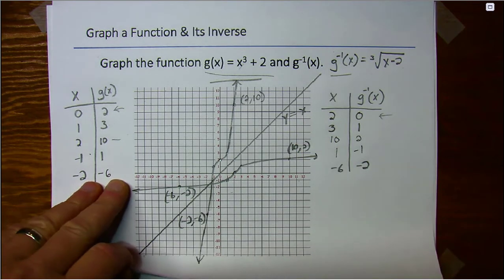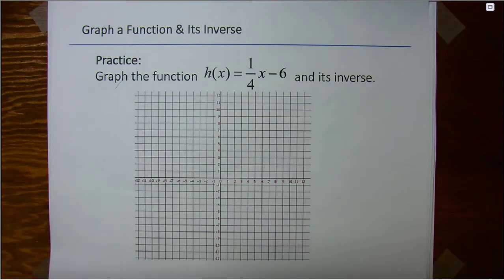But let's look at another one. Okay, I'm going to give you this one for practice. I want you to just make a rough sketch of a Cartesian plane. I want you to graph the function h of x is equal to 1/4 x minus 6. I also want you to find the inverse function and graph that. Hopefully, those two functions will be symmetric over that line y equals x. Go ahead and do that. Unpause the video and then resume to see what that looks like.